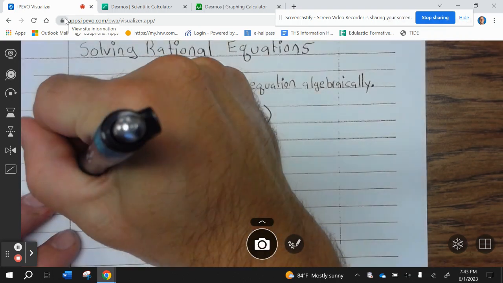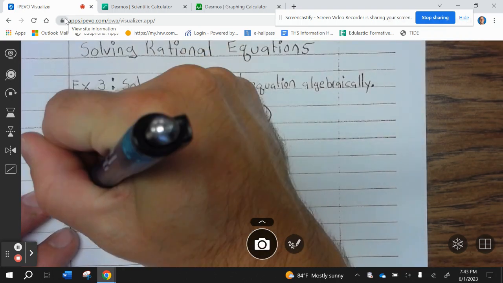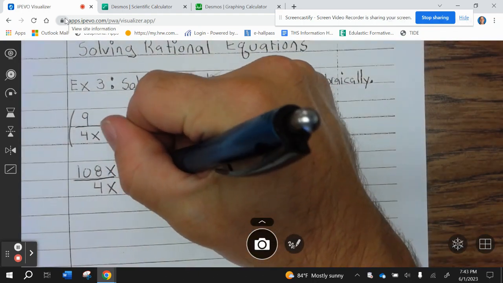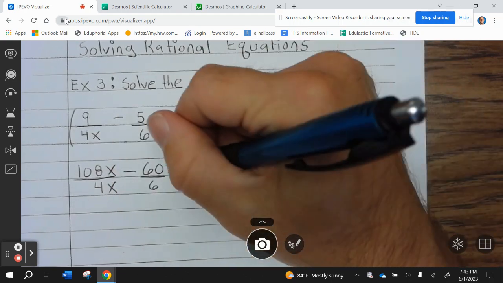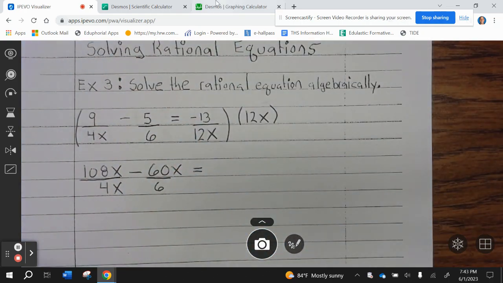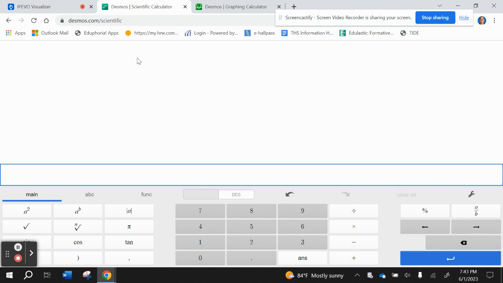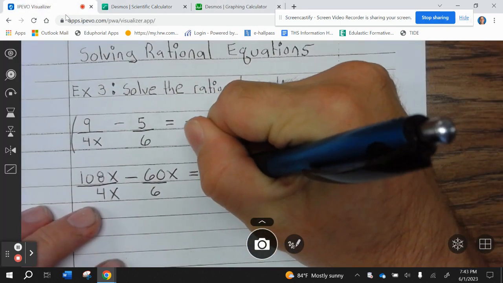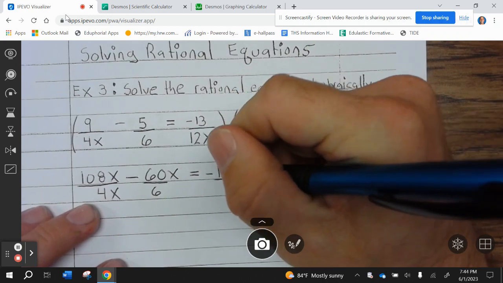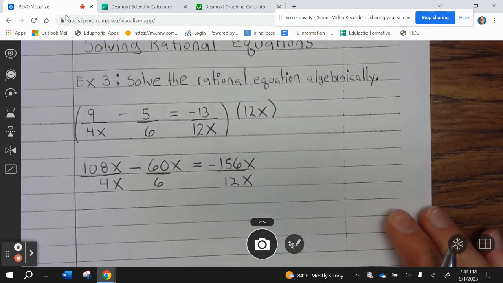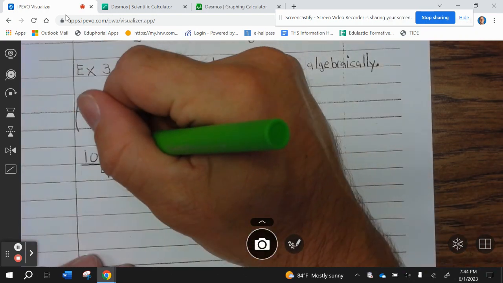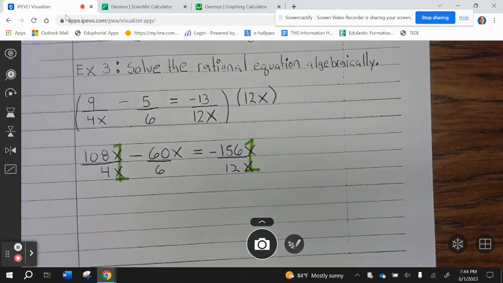So this is 108x divided by 4x, minus 5 times 12 is 60x divided by 6, equals, what is negative 13 times 12? Negative 156. Negative 156x divided by 12x. Well, this divides and becomes 1. This divides and becomes 1.